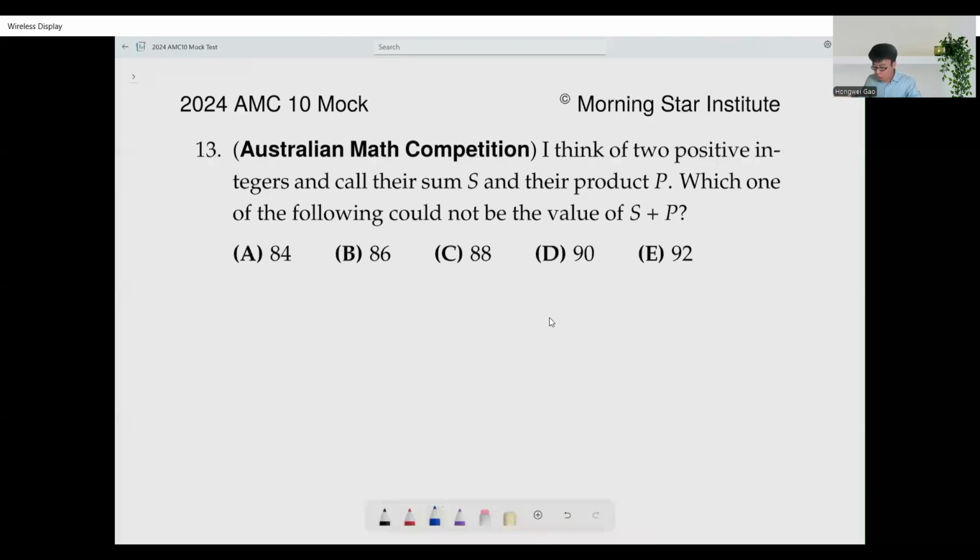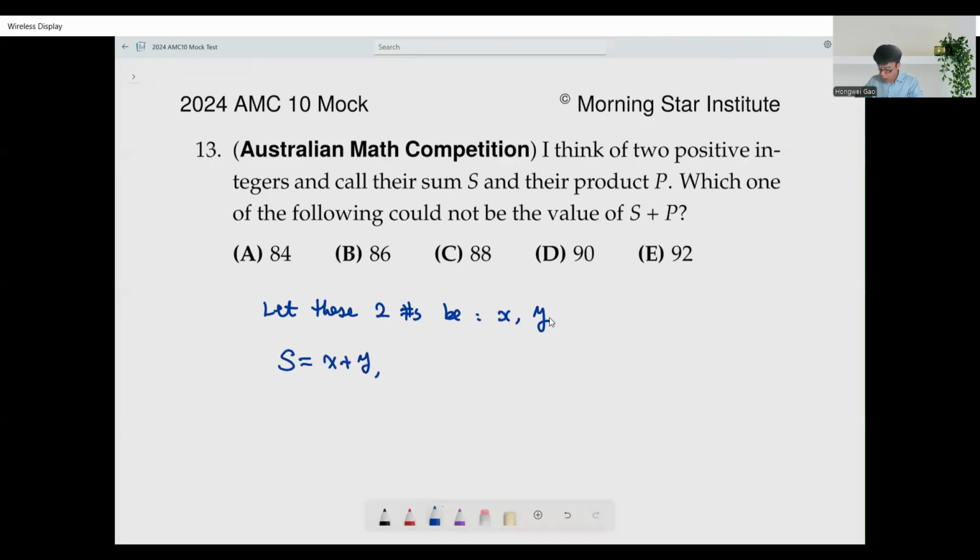Question 13. I think of 2 positive integers and call their sum S and their product P. Which of the following could not be the value of S plus P? Let these 2 numbers be X and Y. So X and Y are positive integers. Now we know that S is the sum, so it's X plus Y. P is the product, X times Y. So S plus P equals XY plus X plus Y.